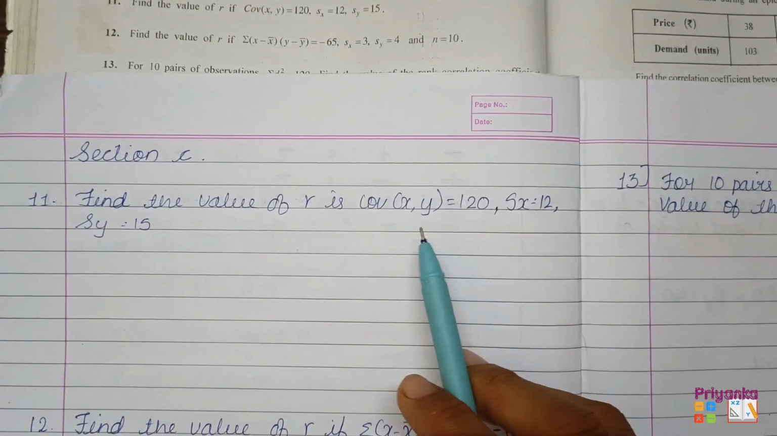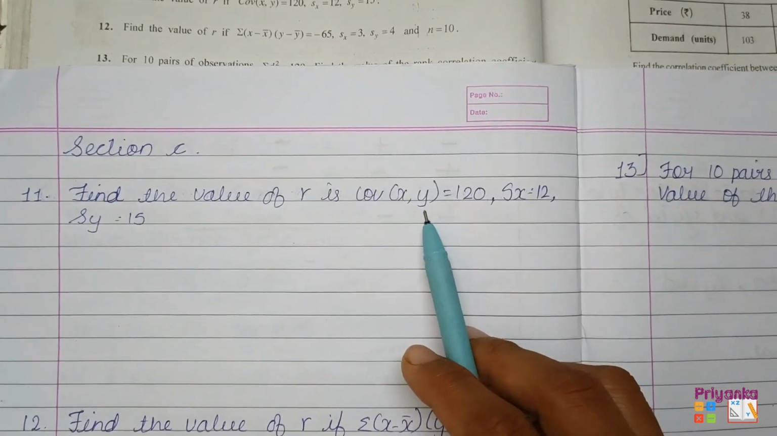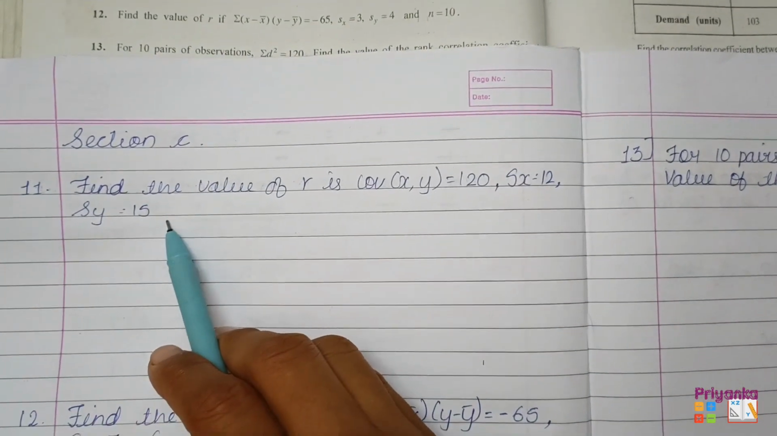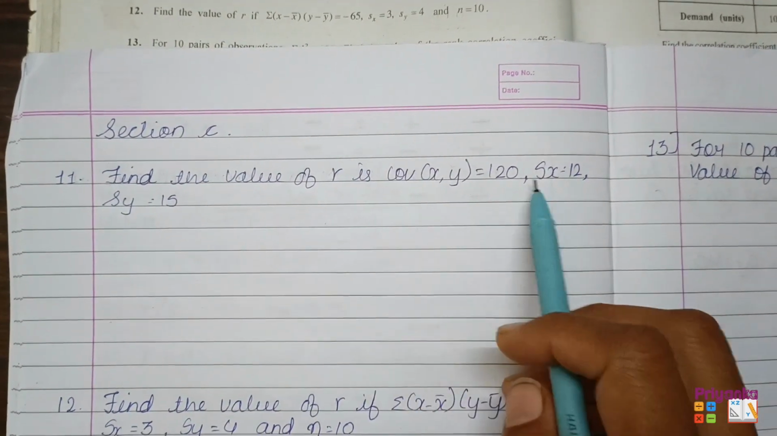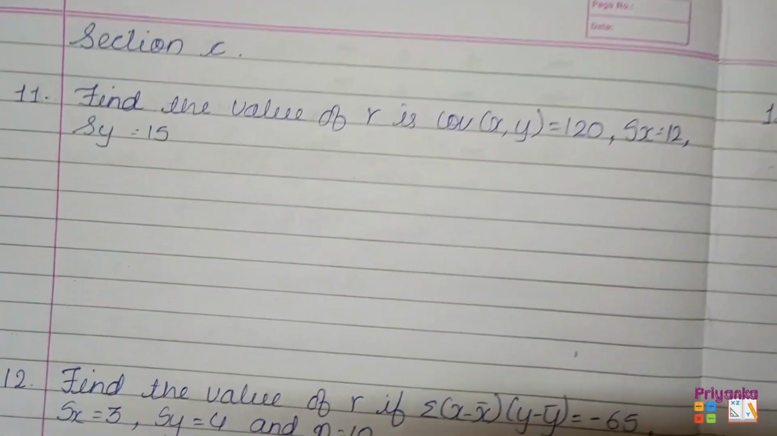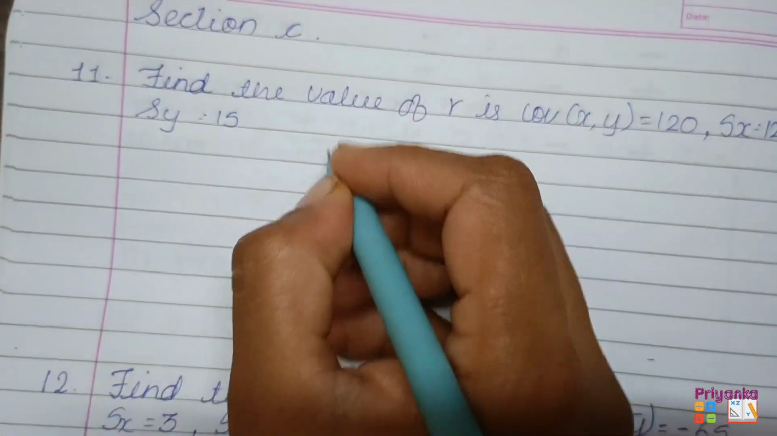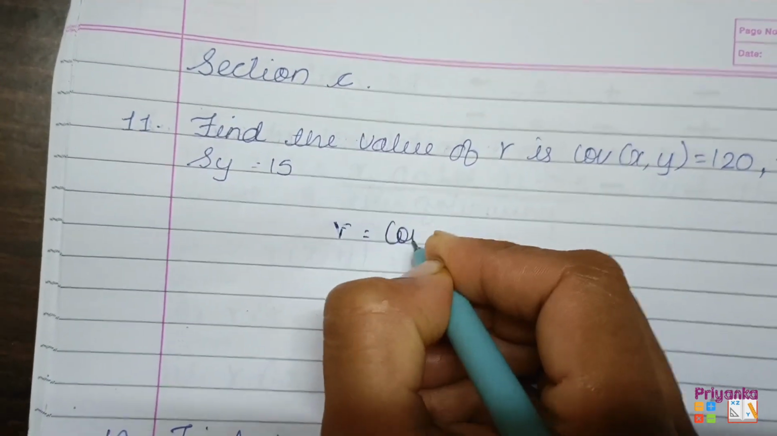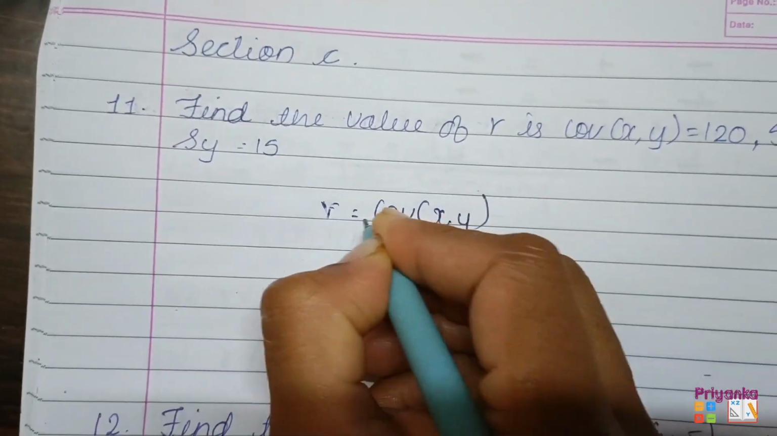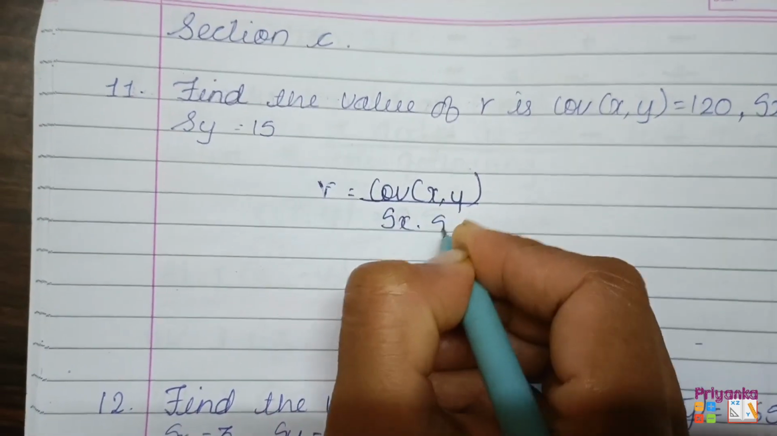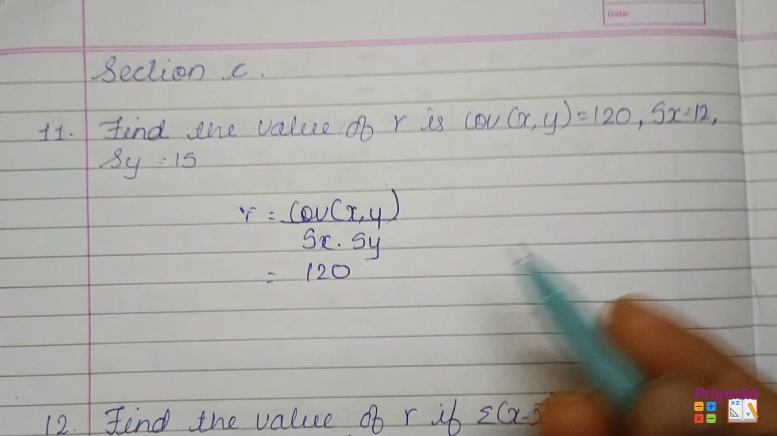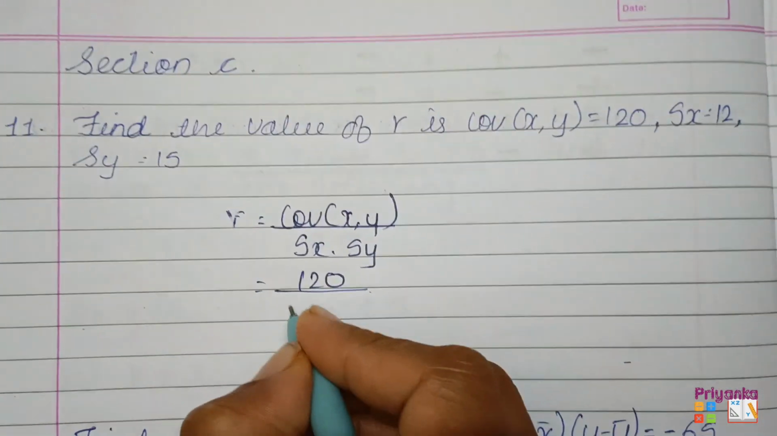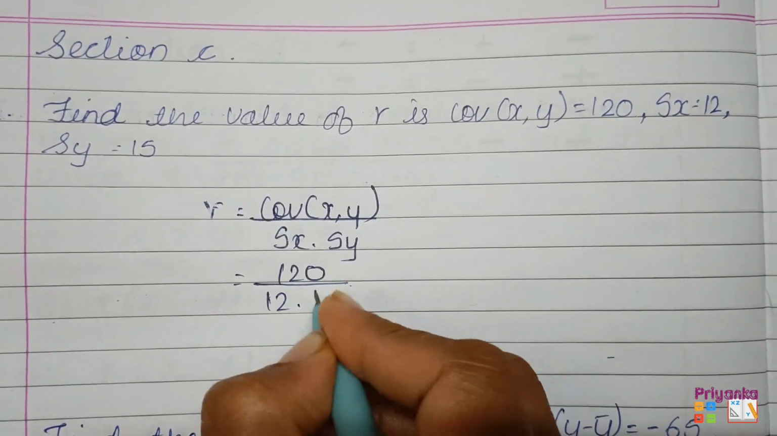Find the value of r if covariance Sxy is equal to 120, Sx is 12, and Sy is 15. By looking at this information only, we can say which formula we will use. That is the small formula: r is equal to covariance xy upon Sx Sy. This information is already given in the question, so it's very simple and easy. We just have to calculate it.